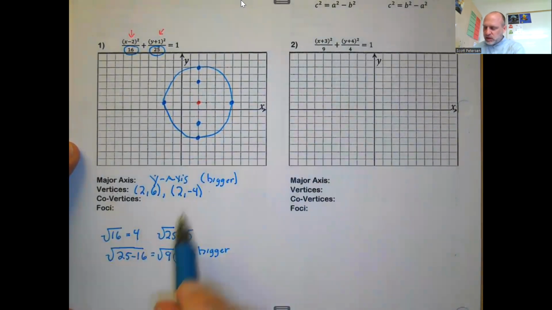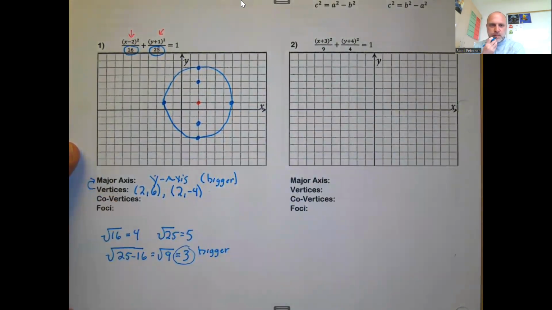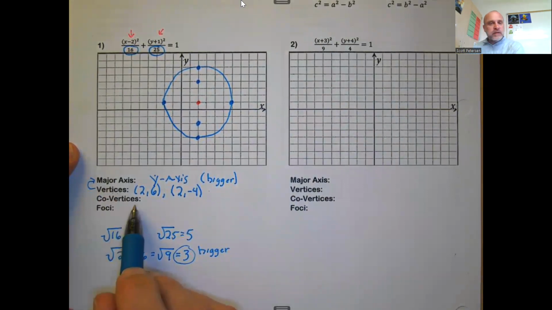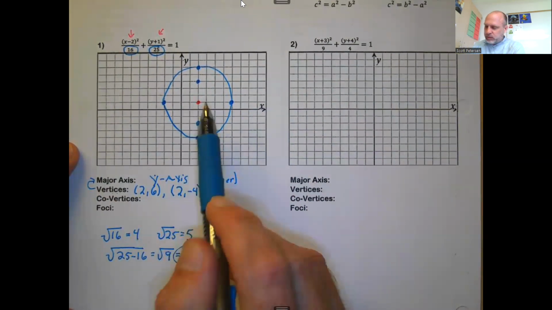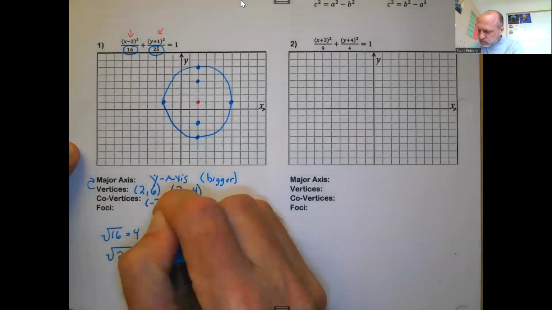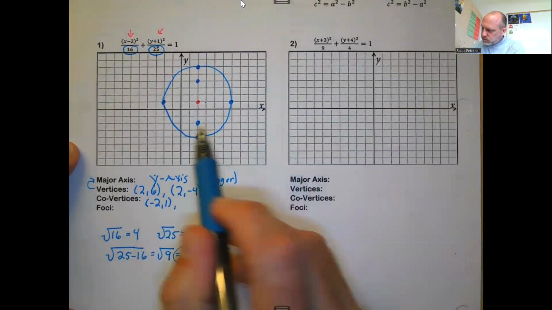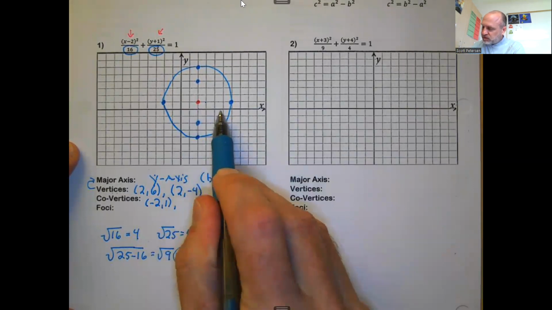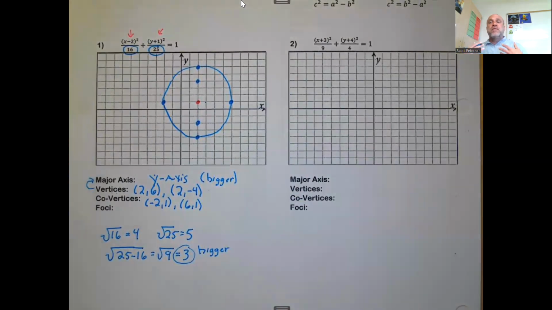So my vertices are always on the major axis. Co-vertices are going to be the other 2 points, on the minor axis, or just the other ones. So if I look here, this looks like -2, +1, 1, 2, 3, 4, 5, 6, 1 would be our co-vertices. So vertices are on the major axis, the bigger axis. Co-vertices are on the minor axis.